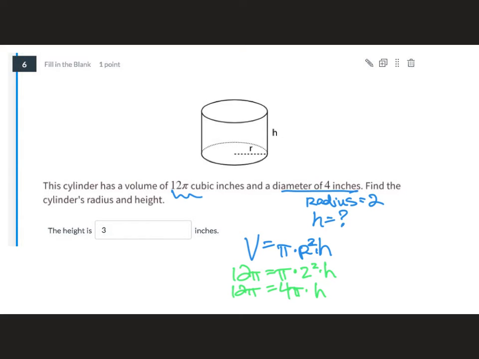Because the 4 pi is multiplying the h, we're going to divide by 4 pi on both sides of the equation. And I'll show you why in a second. 4 divided by 4 is 1. We cross it out. Pi divided by pi is 1. We cross it out. Pi divided by pi is 1. So really we have 12 divided by 4. So what is 12 divided by 4? That is 3. So our height is 3.